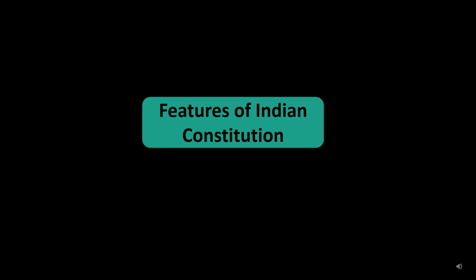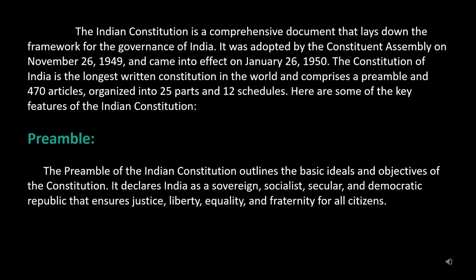Features of Indian Constitution. The Indian Constitution is a comprehensive document that lays down the framework for the governance of India. It was adopted by the Constituent Assembly on November 26, 1949, and came into effect on January 26, 1950. The Constitution of India is the longest written constitution in the world and comprises a preamble and 470 articles, organized into 25 parts and 12 schedules.